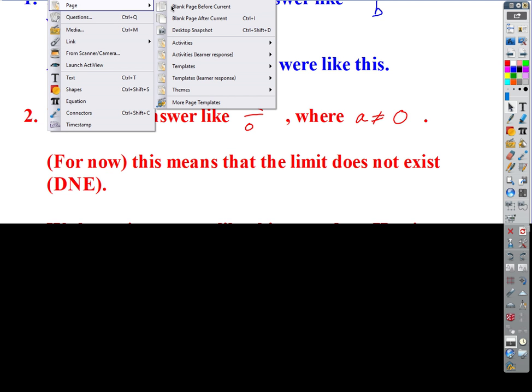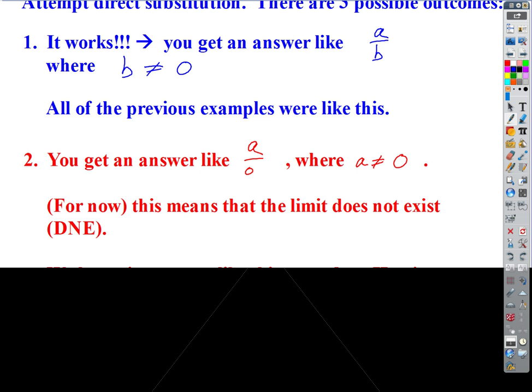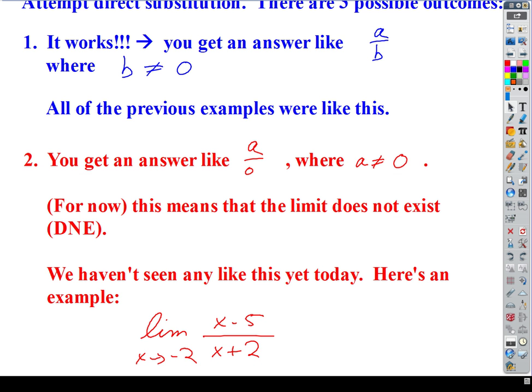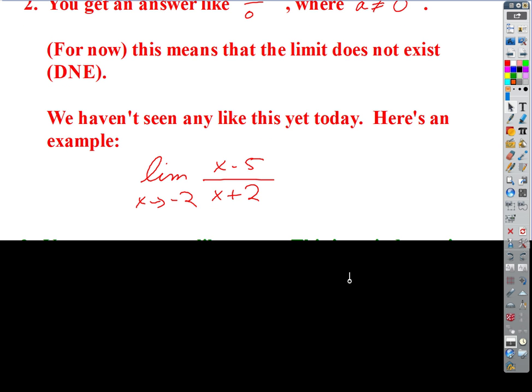I mean, you'll see tons of these later, but I'll give you one now. Oh, I did have one, never mind, I gave you an example. We haven't seen any of those today, but here's an example. If I took the limit of x minus 5 over x plus 2 as x approaches negative 2, what am I going to get? If I attempt direct substitution, I get negative 7 over 0.